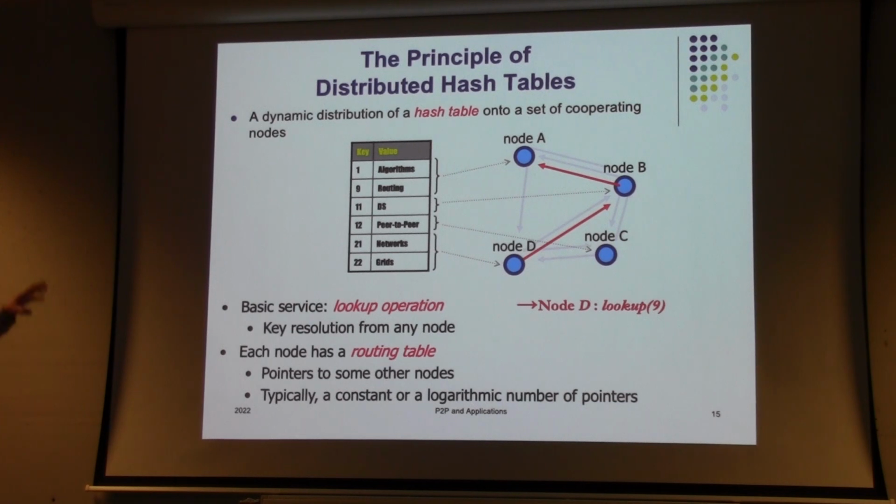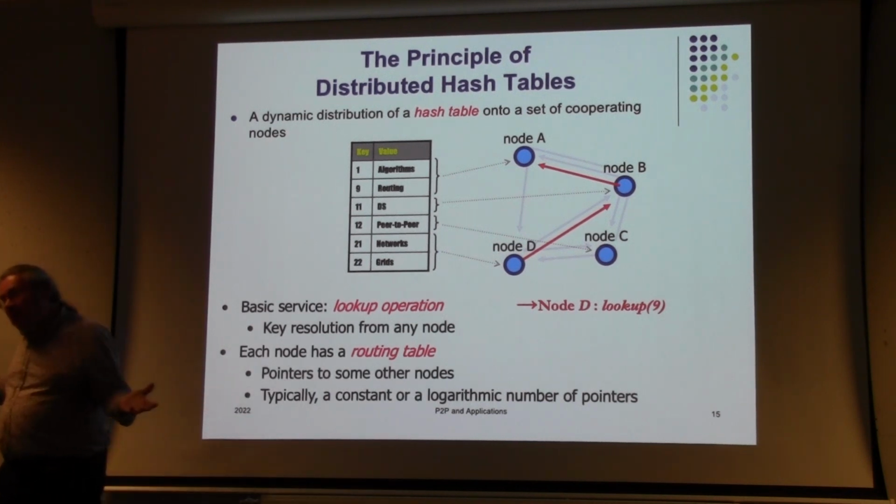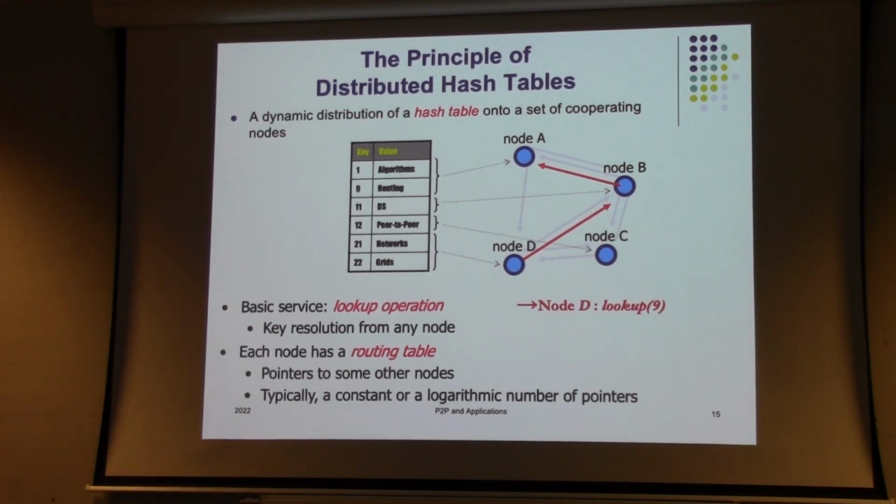You see how it works? Identifier space, nodes and items, the hash table, and you map it onto the nodes, and then you do routing. But now the trick is, how does that really work in practice, this routing? It's a nice idea. How do you really do it?